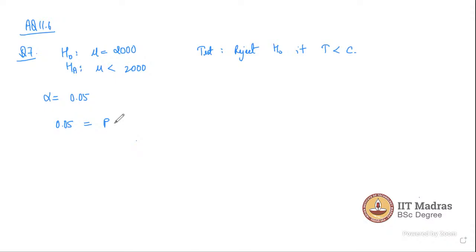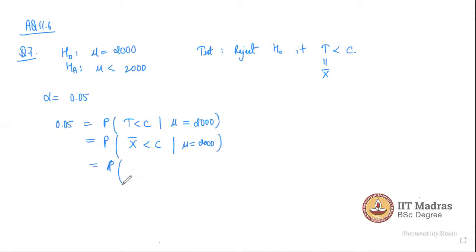So it is the probability that you reject H naught. When are we rejecting H naught? When T is less than C, given H naught is true, that is mu equals 2000. Now, what T can we take here? We can take T as X bar. Let's take T equals X bar. So X bar is less than C, given mu equals 2000.